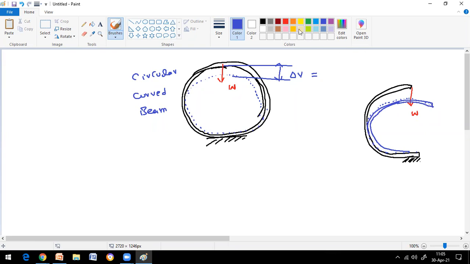Okay. So here, what happens? You can find a vertical displacement, which is delta V, and the horizontal displacement also, which is delta H. Okay, this happens in a semicircular curved beam.